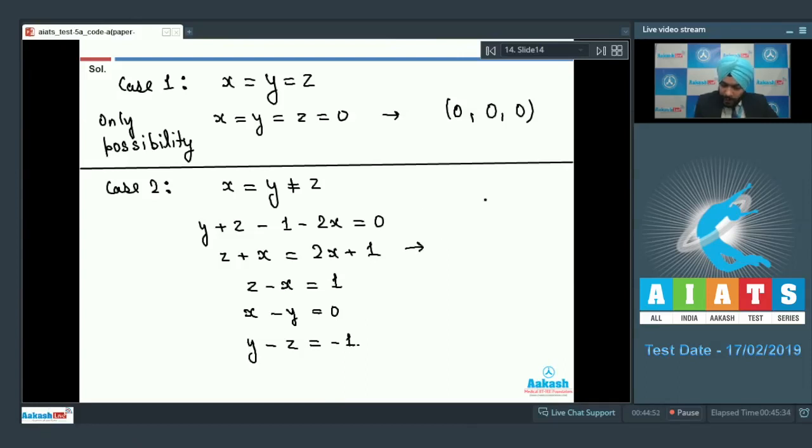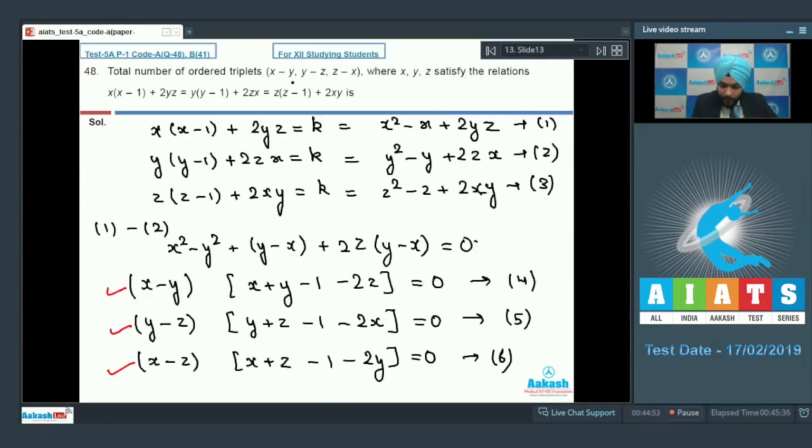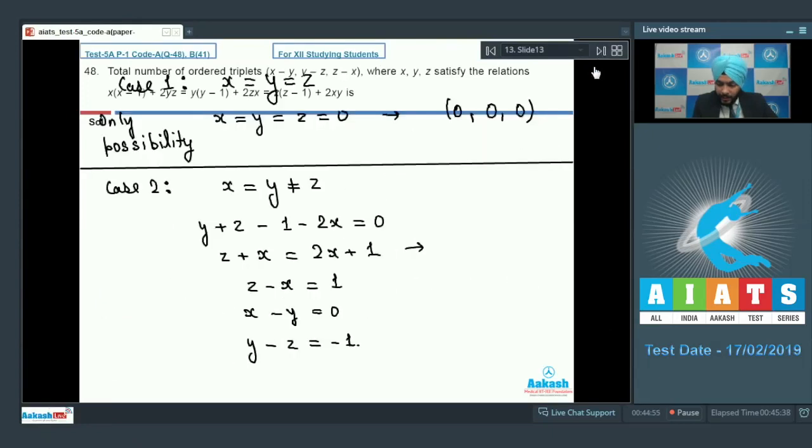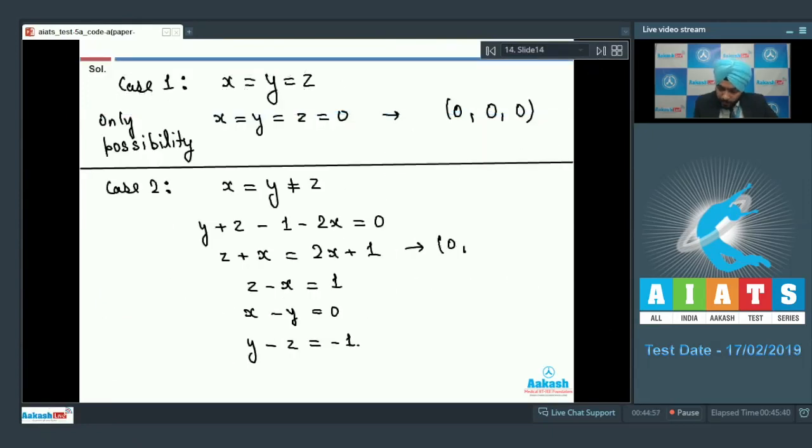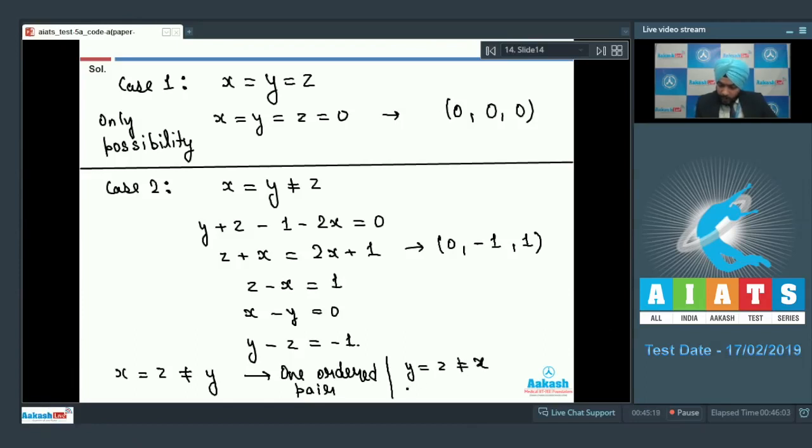So from here, the ordered pair that we have for x minus y, y minus z, z minus x: x minus y is 0, y minus z is minus 1, and this is 1. So this is the first case. Similarly, you can take the case as x equals z not equal to y. From there, you will get one ordered pair. And ultimately, you can take y equals z not equal to x. From here, one ordered pair more.